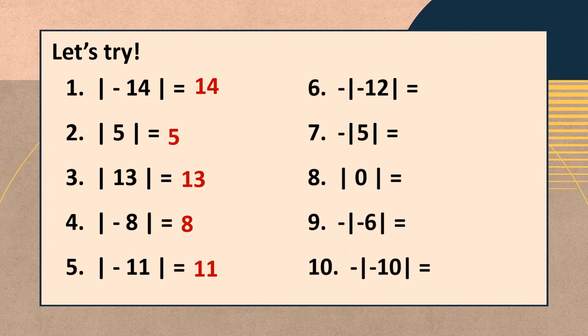Next, let's have number 6. We have negative absolute value of -12. The negative sign is before the absolute value symbol, so we have -12. Number 7, we have negative absolute value of 5, that is -5. Number 8, we have absolute value of 0, so that is 0. Then number 9, negative absolute value of negative 6, we have negative 6. And number 10, negative absolute value of negative 10 is equal to negative 10.